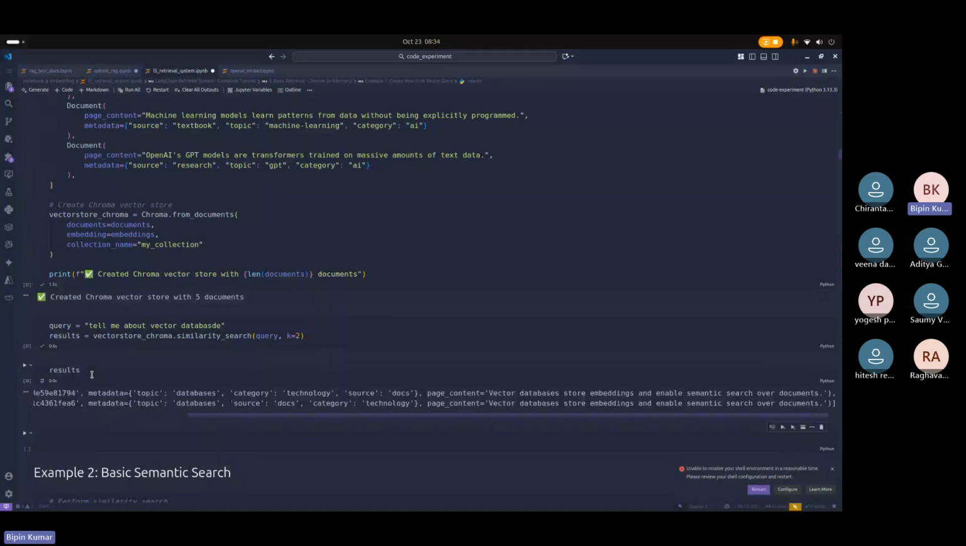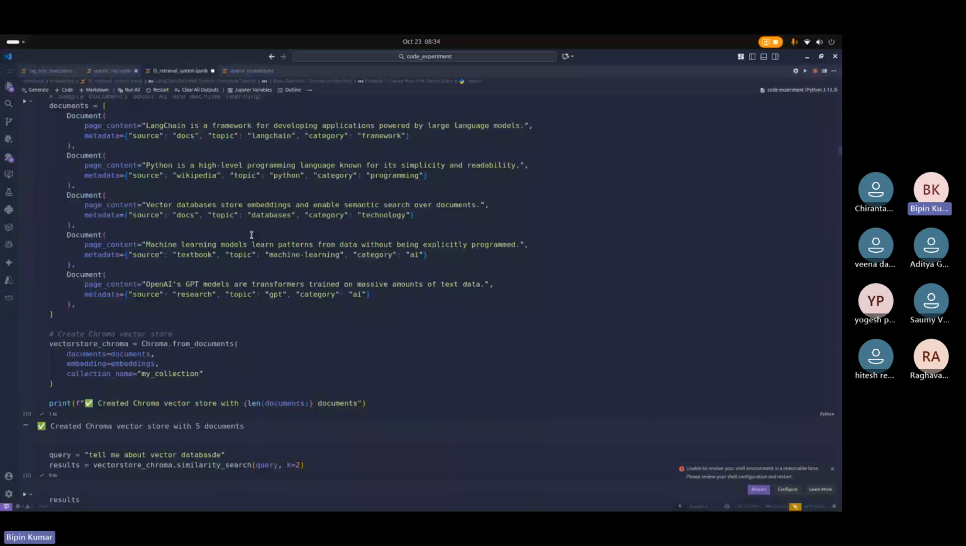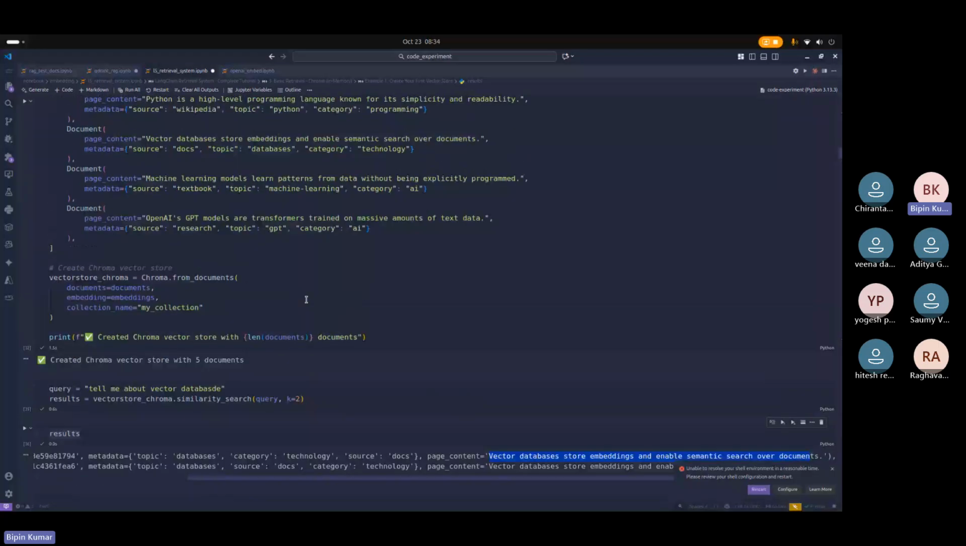And if I see the results, it is able to give you, based on your question, the answer. Vector database store embedding enable semantic search over document. So that means you can see how powerful it is. It is able to capture the semantic meaning, meaning based on what context you are asking the question, even if you misspell the word that you are asking, right?